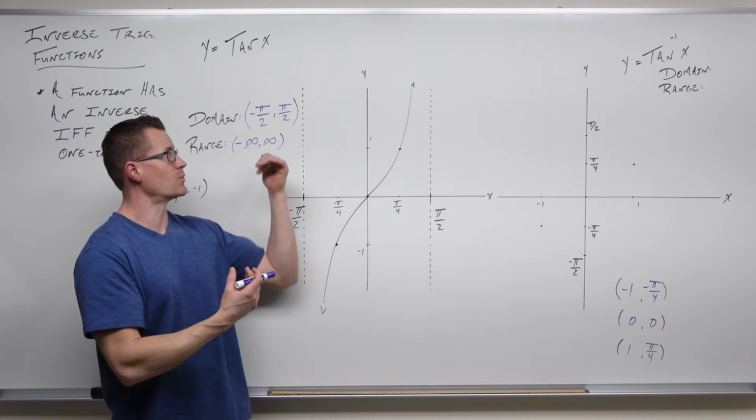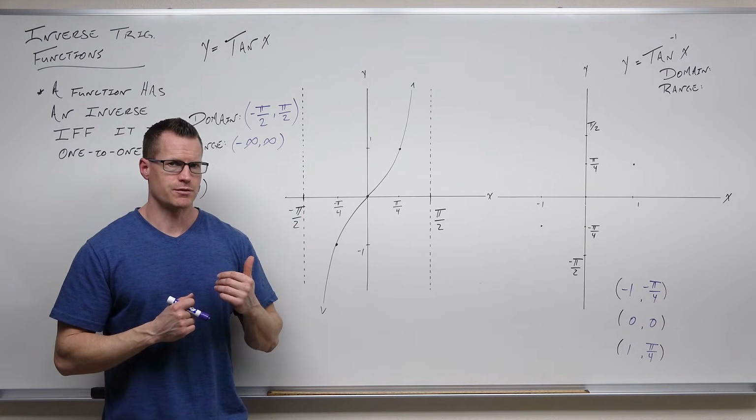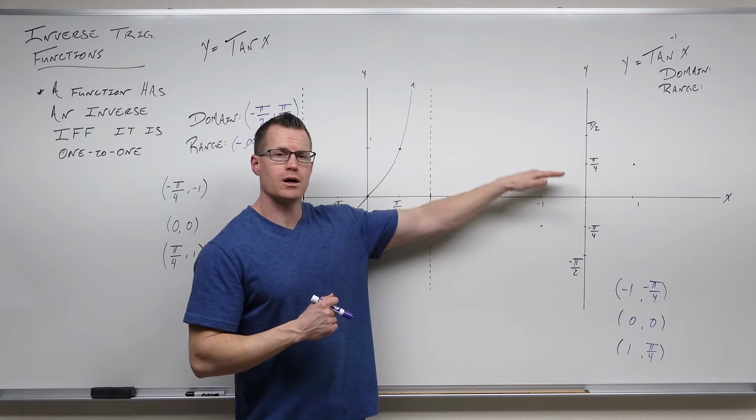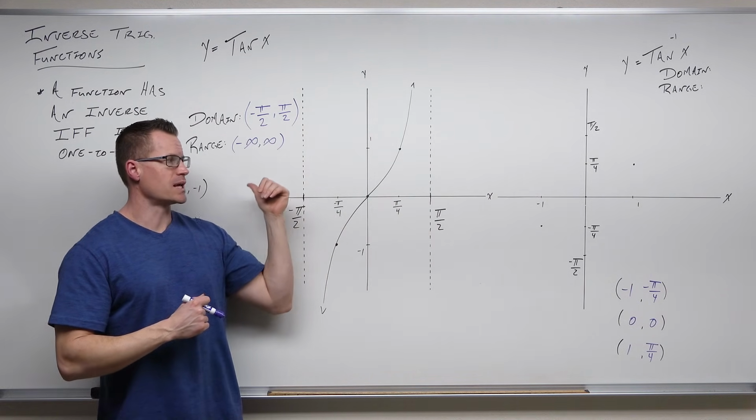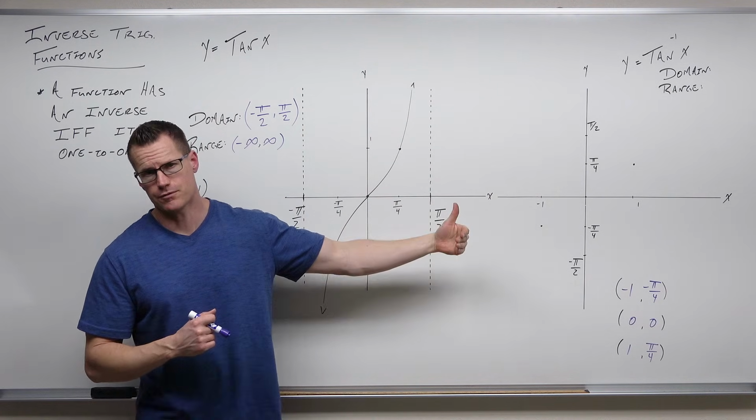So the domain of tangent was negative pi over 2 to pi over 2. That's going to be the range of tan inverse. Our range was negative infinity to positive infinity. That's going to be the domain for tan inverse.